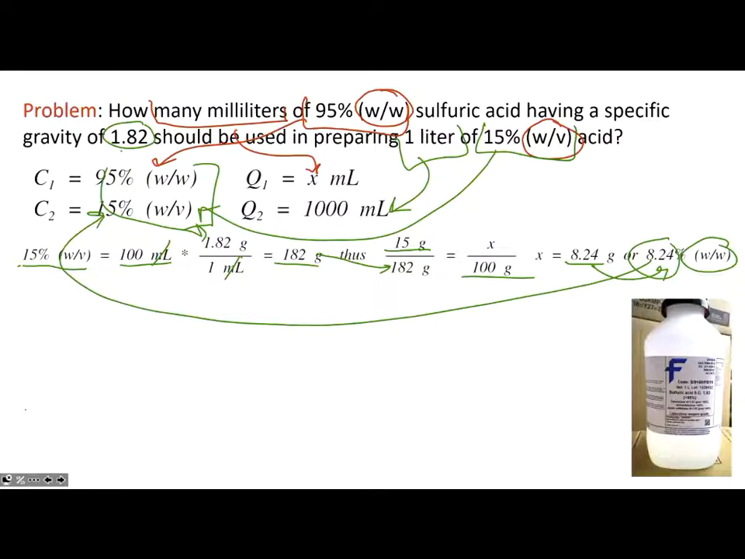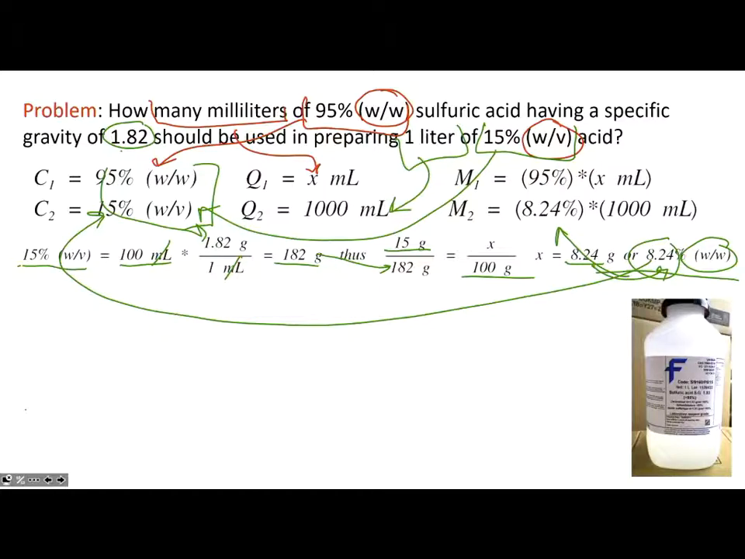So let's go ahead and do my masses. I can set my mass 1 equal to the 95% weight per weight times x milliliters. And my mass 2 is my new percent. Remember, we calculated the weight per weight. So that's the percent that's going to come up here. So my concentration is 8.24% weight per weight times 1,000 milliliters.